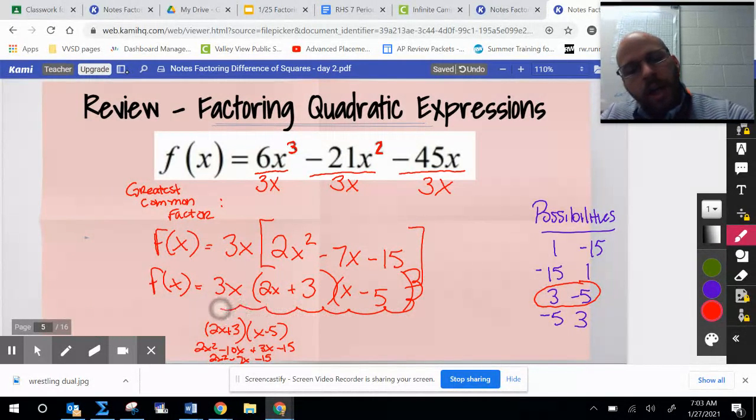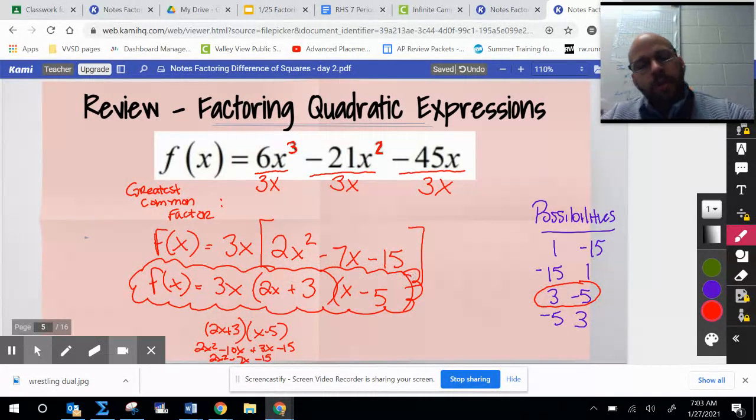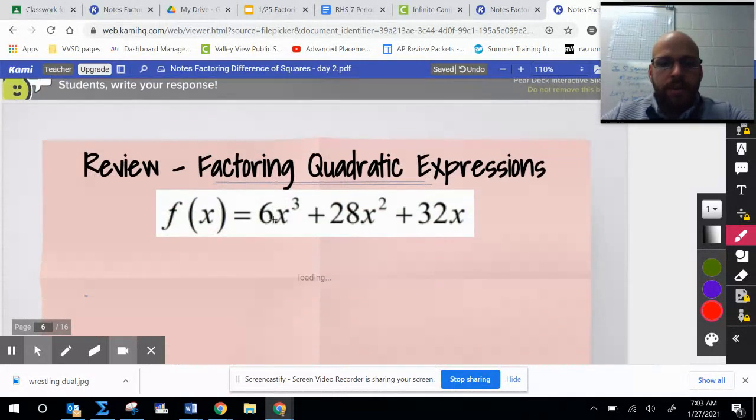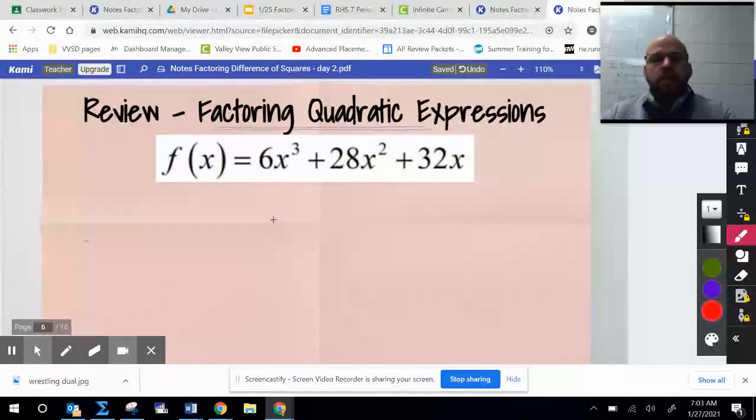And then look at how this final answer is written. The GCF is always written out front, and then I have my two groupings right next to it. Okay, I have one more of these. Feel free to pause. Do it on your own if you like.